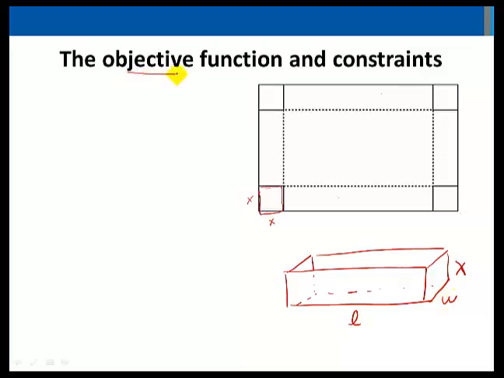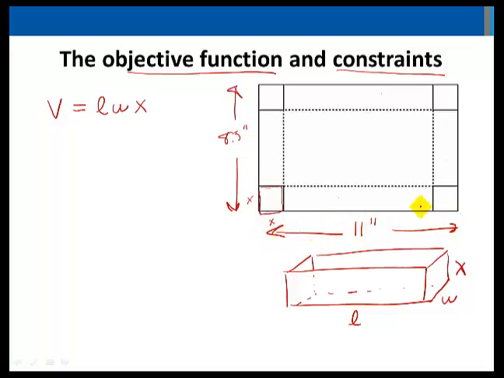My objective function is going to be the volume function, because volume is what I'm trying to maximize here. My volume for my box will equal length, which is L, times width, which is W, times height, which is x. I will use some constraints to determine how I can get my volume function all in terms of x. My cardstock paper is 8.5 inches by 11 inches.